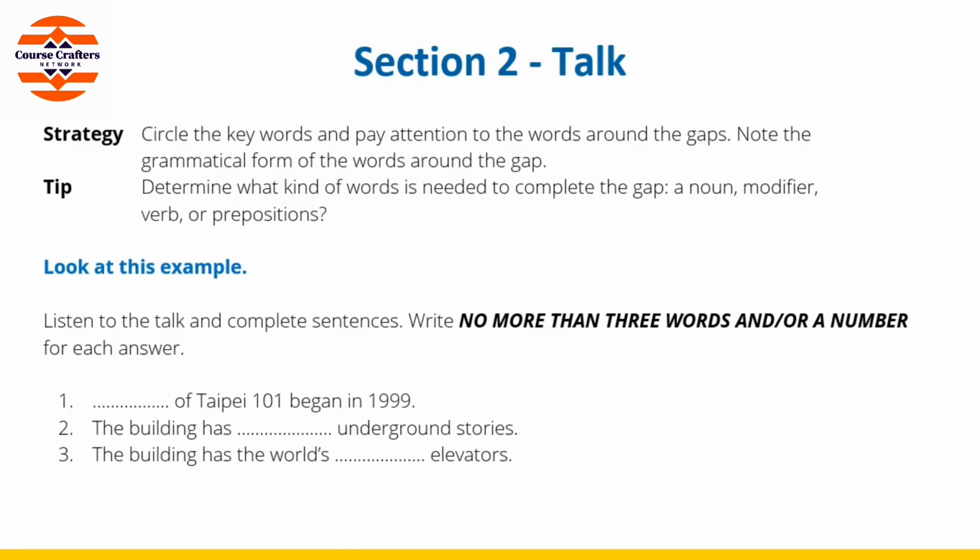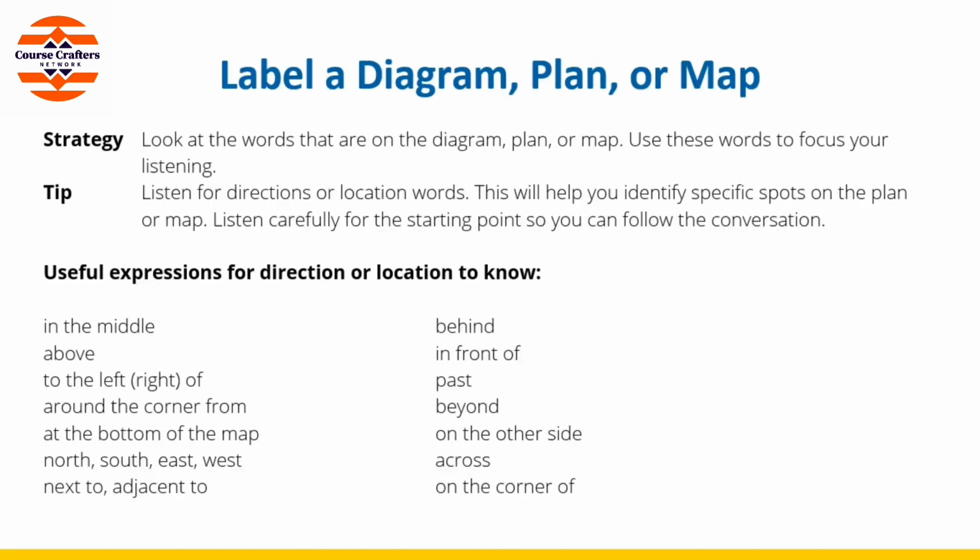So when you're completing this kind of task, read it carefully. So you can ask yourself, what of Taipei 101 began in 1999? So as you see, you need a noun in this case. And make sure you do the same with the following sentences and read them carefully and identify for what type of information you need to listen when you're listening to your recordings.